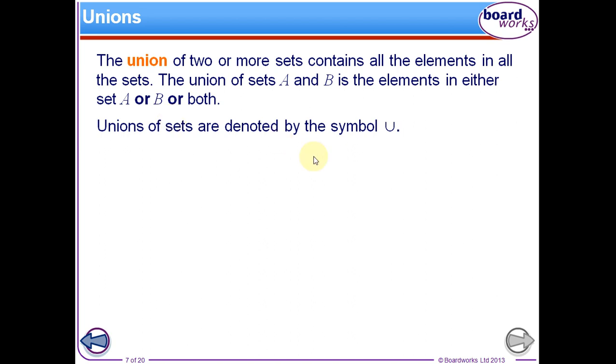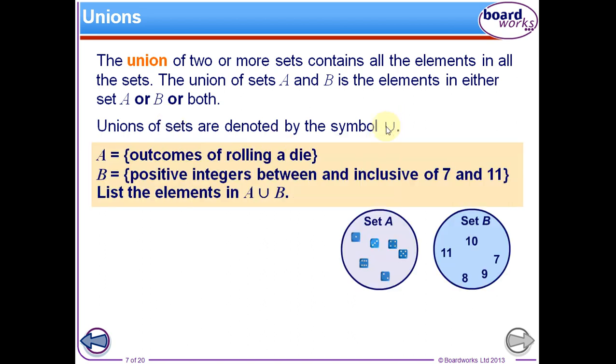The symbol we use for union is this letter U, guys, like letter U. Okay, now let's consider the following sample problem. Given that A is the outcome of rolling a die, and B is the positive integers between and inclusive of 7 and 11. Between and inclusive of 7 and 11 means 7, 8, 9, 10, 11. So that's the implication. We have to list the elements of A union B.